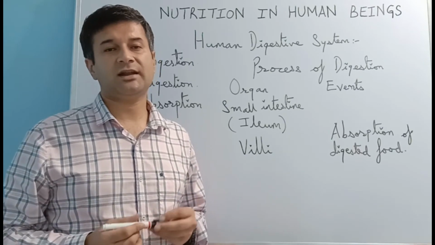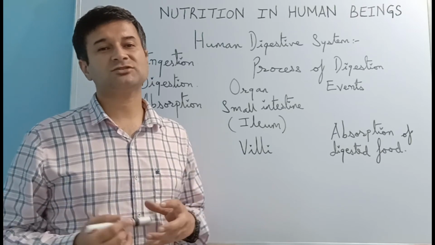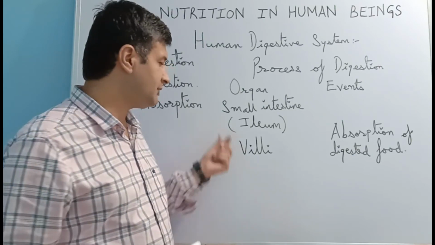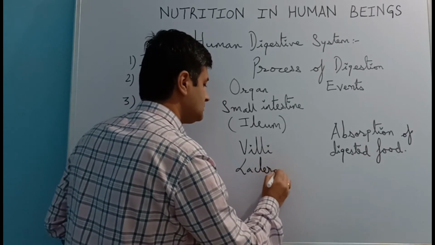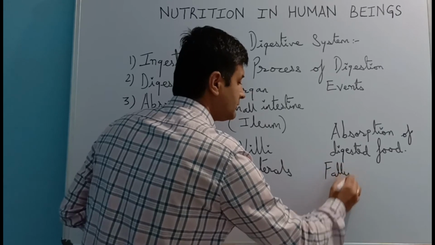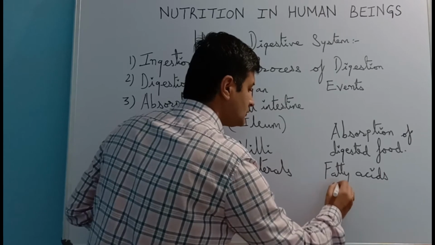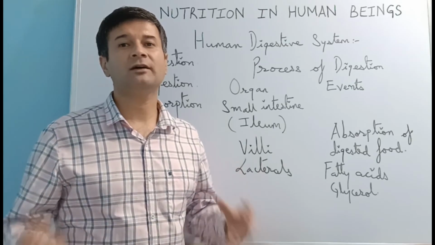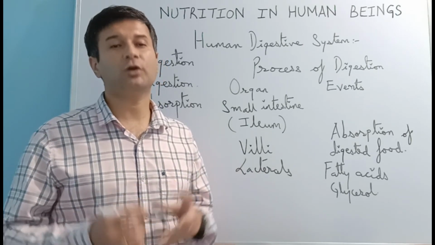Since fatty acids and glycerol are insoluble in water, they are passed on to the lacteals, which are the lymph capillaries of villi. So in lacteals, there is absorption of fatty acids and glycerol. The absorbed fats are then sent through the blood to different parts of the body.